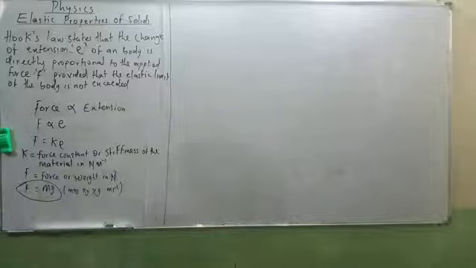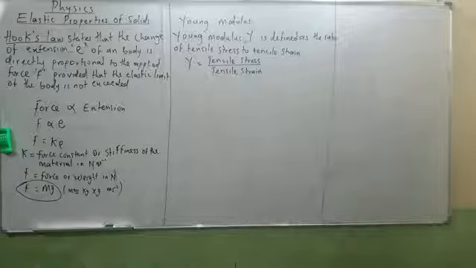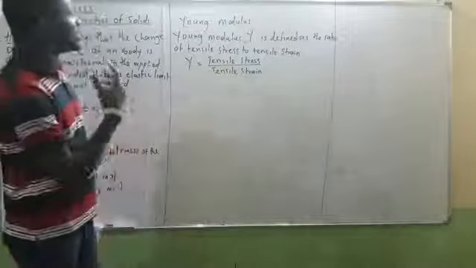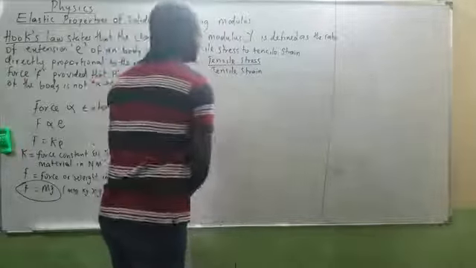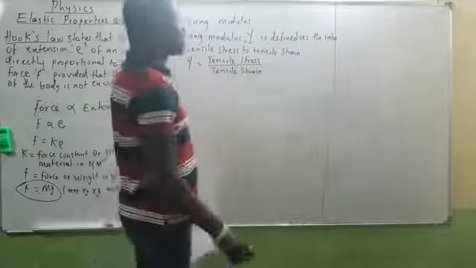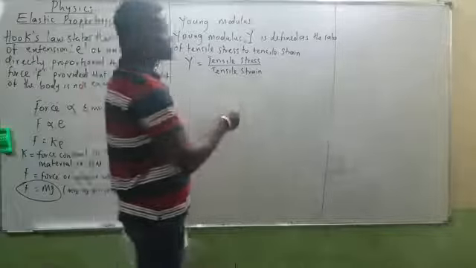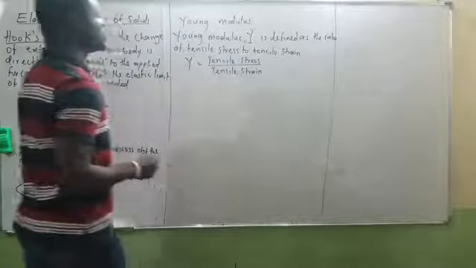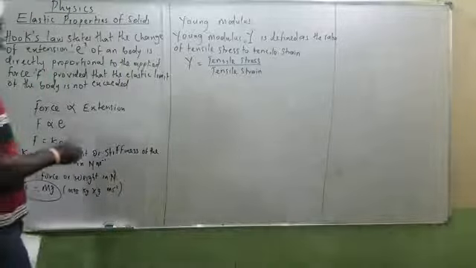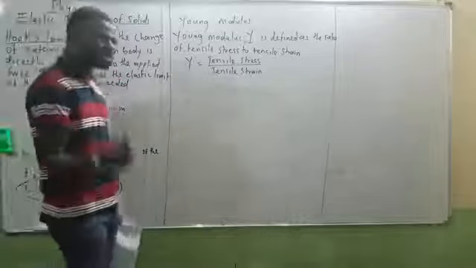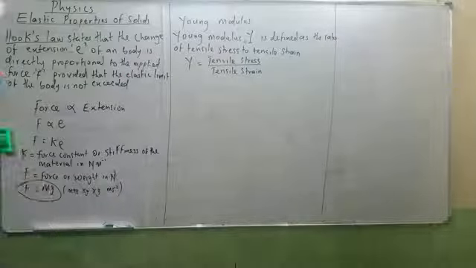Now, let me work on the second one, which is known as Young modulus. It's a very simple part. Young modulus is defined as the ratio of tensile stress to tensile strain. That is what Young modulus is saying. So my Young modulus equals tensile stress over tensile strain.